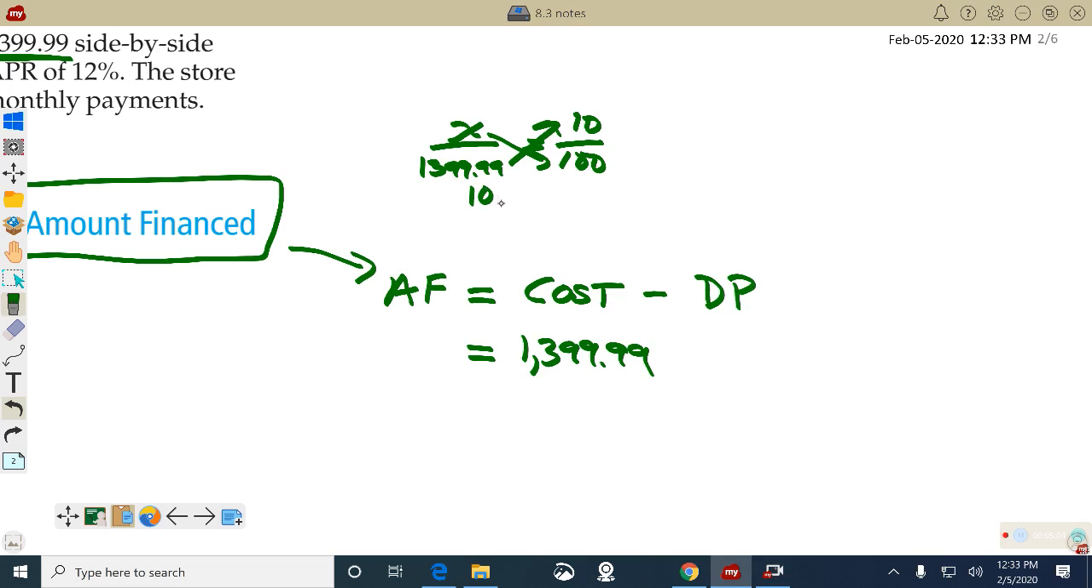100 times x is 100x. Cool. 1399.99 times 10 is 13,999 and 90 cents. Actually, it'd be 90, huh? 90 cents. My bad. Let's divide by 100. So x will equal 139 and 99 cents.